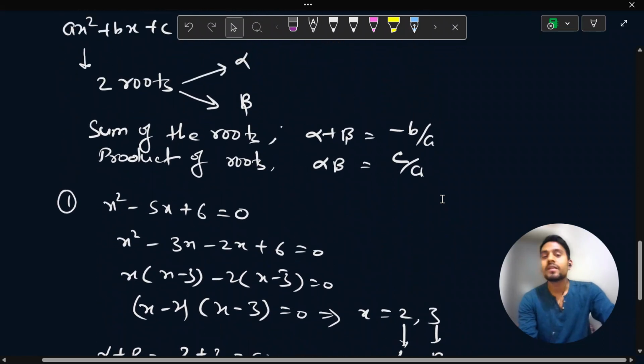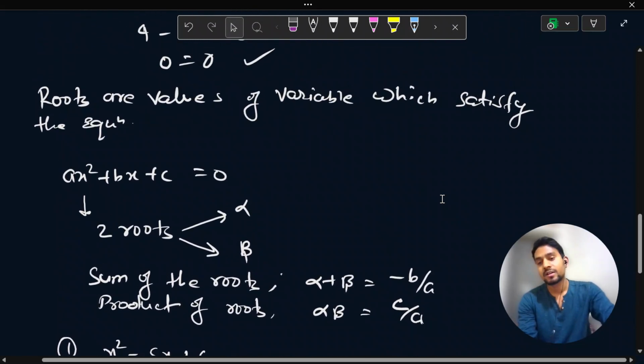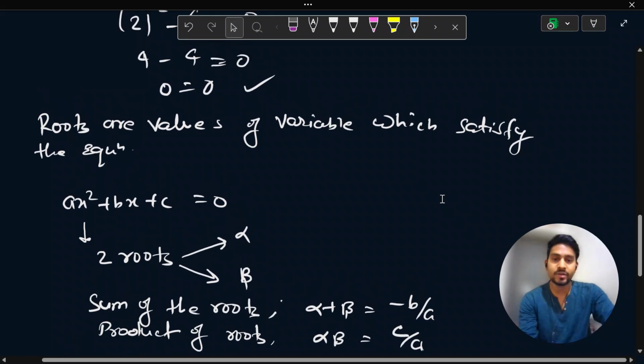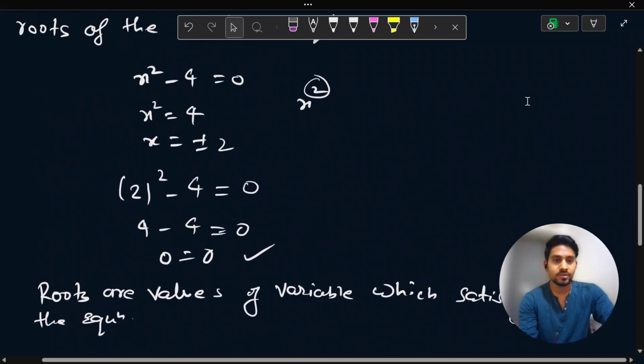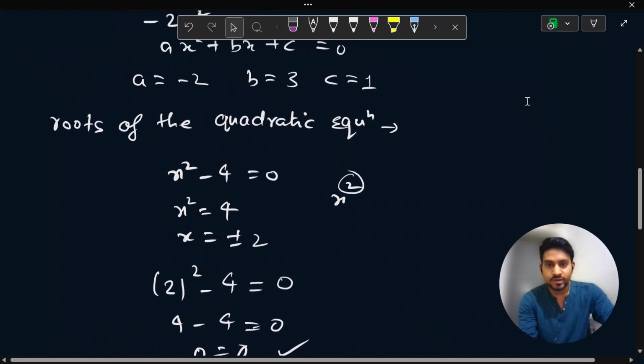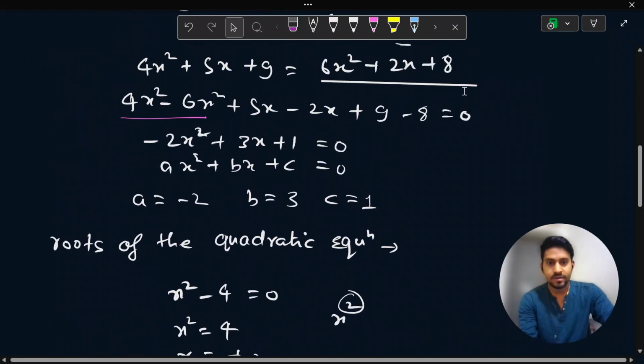And next we will be studying the methods of solving or finding the roots of a quadratic equation. So I think the video is going to be very long. We will see in the next lecture.